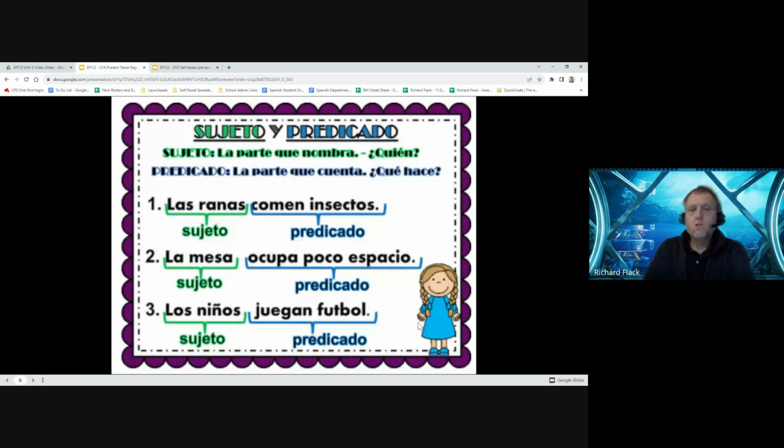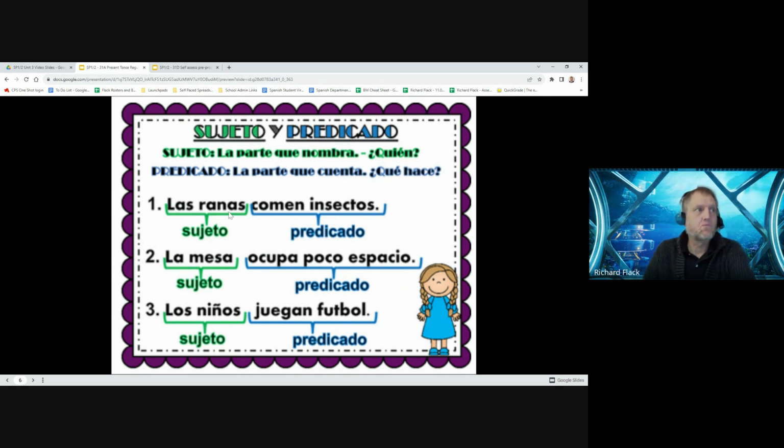Okay, so real quickly before we get started with learning about conjugations, I wanted to remind us that a basic sentence has to have two parts. It needs a sujeto, a subject, y predicado, a predicate, right? A sujeto es la parte que nombra quién. So the subject is the part that names who's doing the action, or what. Predicado es la parte que cuenta, que hace. So the predicate is the part that answers what's happening.